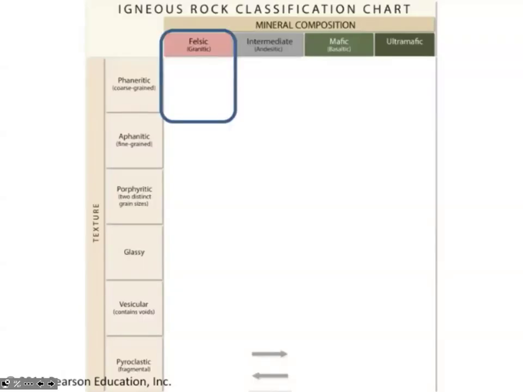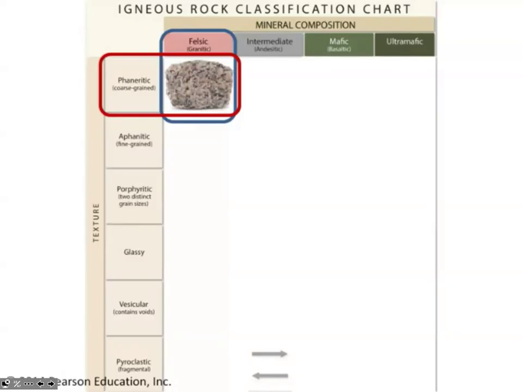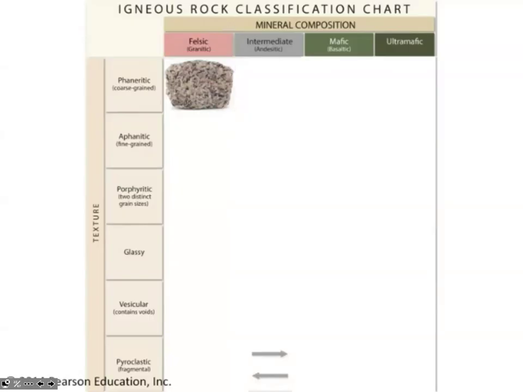Let's say we've got an igneous rock that has a felsic composition. So we see minerals like potassium feldspar and quartz in there, definitely felsic. And we can tell that those grains are actually big enough to see with the naked eye. So we would say it's coarse-grained or phaneritic. That rock is called a granite. Granite has a very specific meaning when it comes to igneous rocks, and it means specifically a rock that is both felsic and phaneritic.